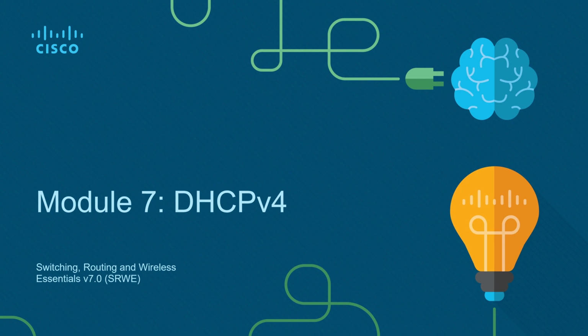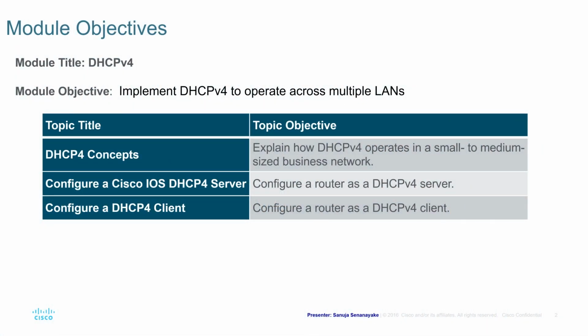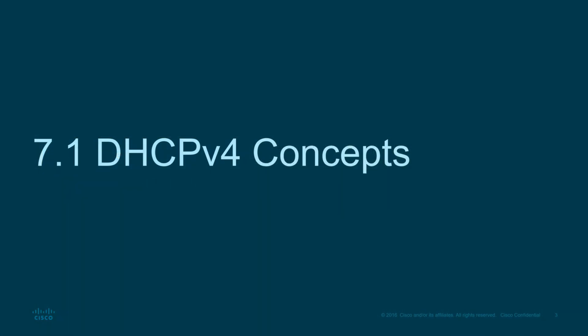Today, I will cover module number 7, which is DHCP version 4. The primary objective of this module is to learn how we can implement DHCP version 4 to operate across multiple VLANs. We will cover DHCPv4 concepts, configure a Cisco IOS DHCPv4 server, and configure a DHCPv4 client. DHCP version 4 concepts.